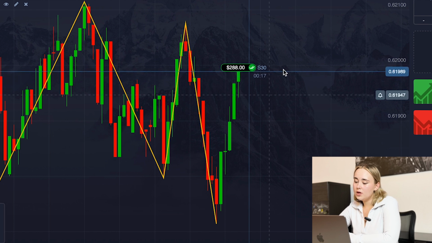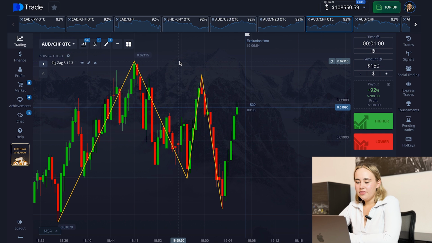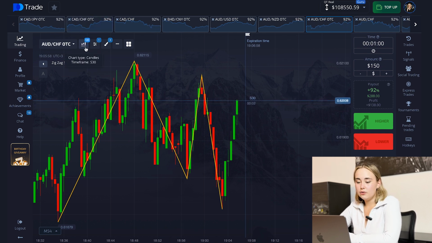And boom, the fourth profitable deal for today, just using the ZigZag indicator. And I think that's enough for ZigZag. So let's move on, shall we?